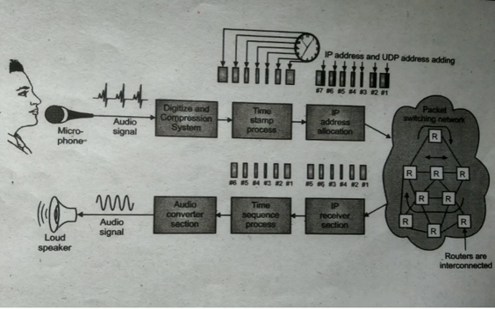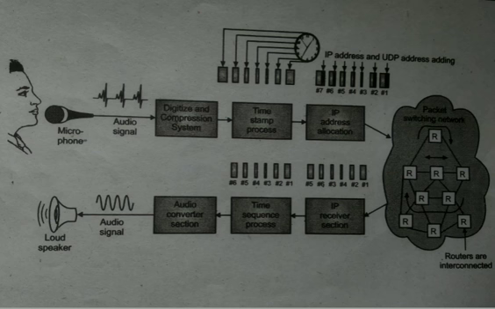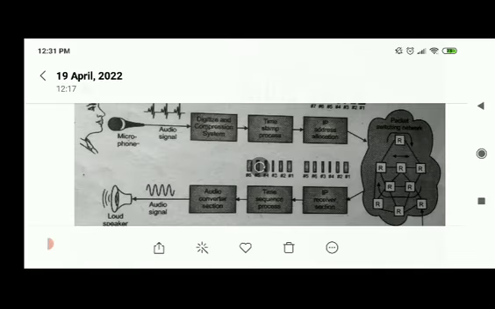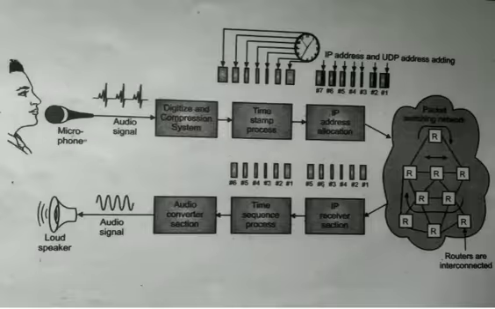Waveform coding results in larger media files and higher data rates, compared to the perceptual coders. This is how we use the waveform coding techniques. The next coding technique we can see is perceptual coding. The first coding technique we have seen was waveform coding. Now let us see what perceptual coding is.